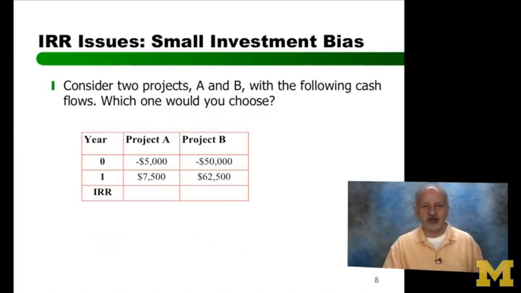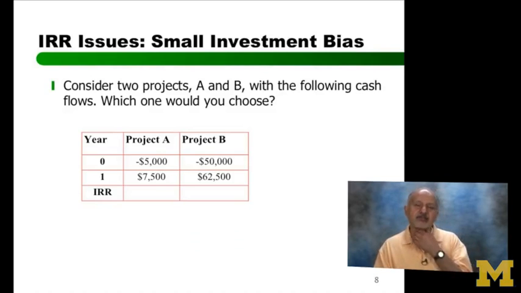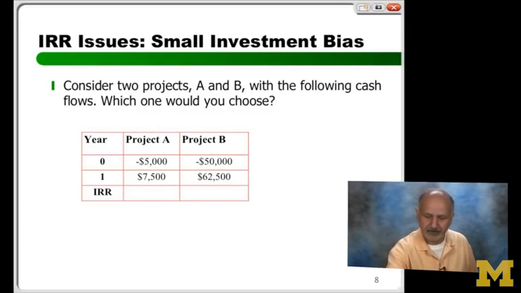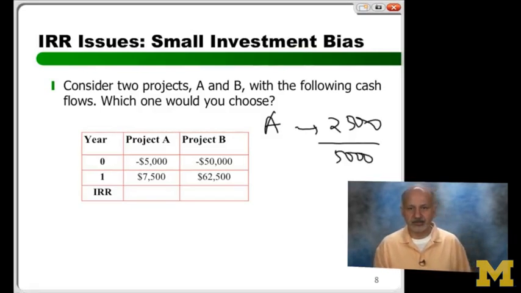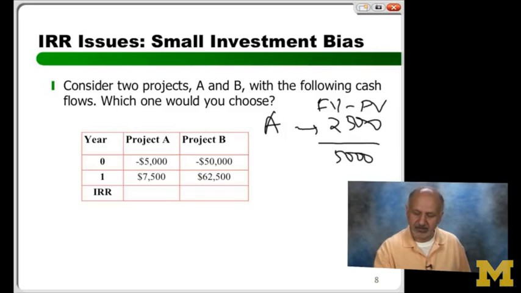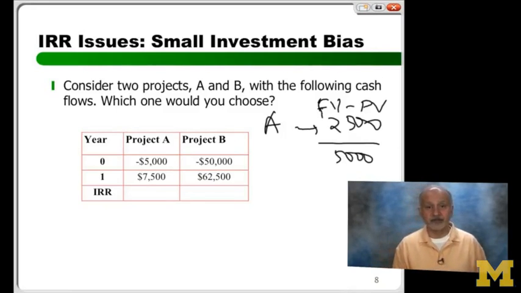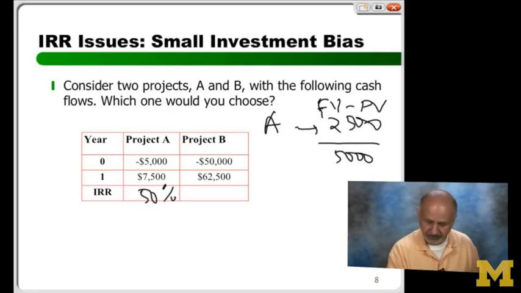So you're spending $5,000, and how much are you making? 7,500. What is the real profit, quote unquote? What's the difference, really? You're making, for A, 2,500 on 5,000. Right? One period problem. How did I get 2,500? FV minus PV. FV is what I get back. PV is what I put in. So the answer to this is pretty straightforward, 50%.